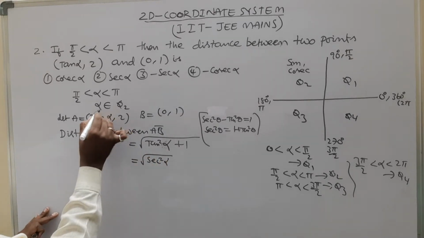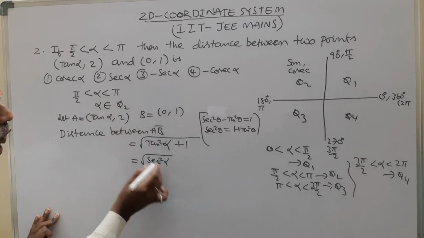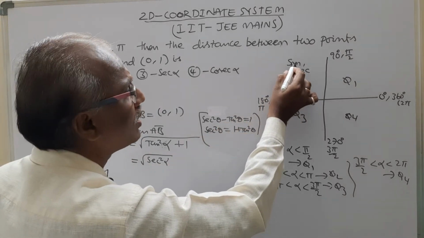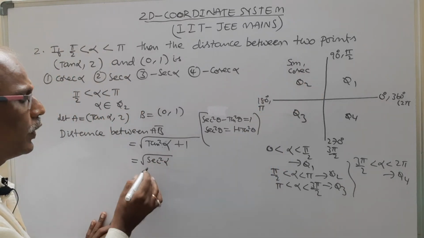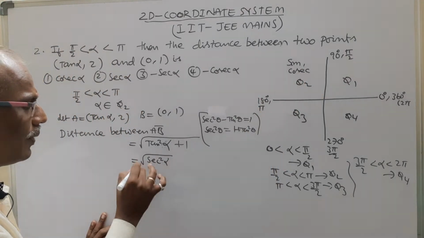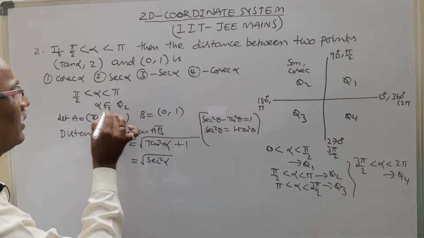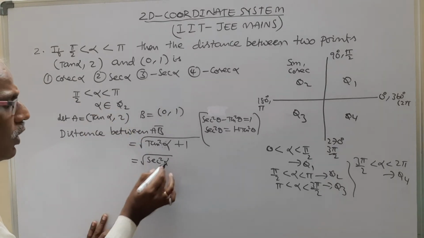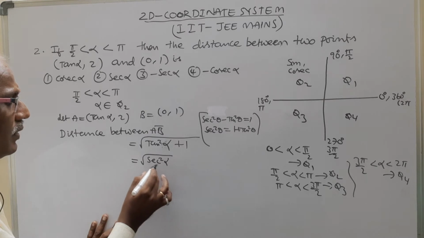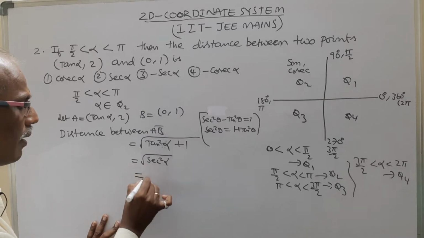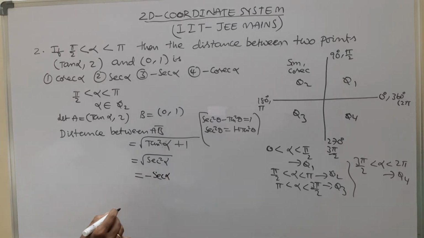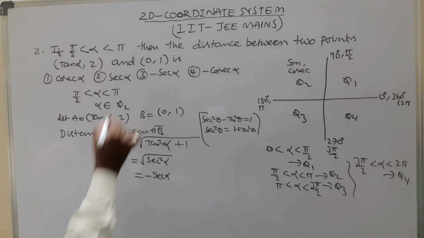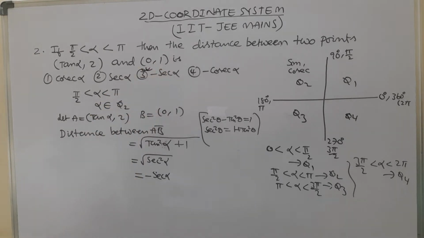Here alpha belongs to Q2. In Q2, sine is positive, cosecant is positive, and secant is negative. The square root of secant square alpha means plus or minus secant alpha. Since alpha belongs to the second quadrant and secant is negative there, the result is minus secant alpha. The third option is correct.